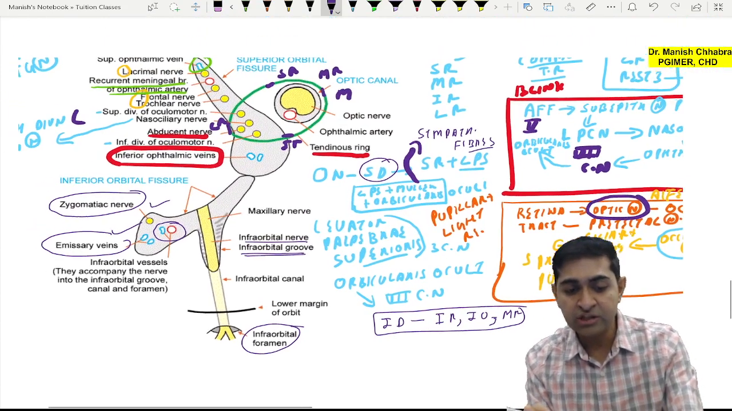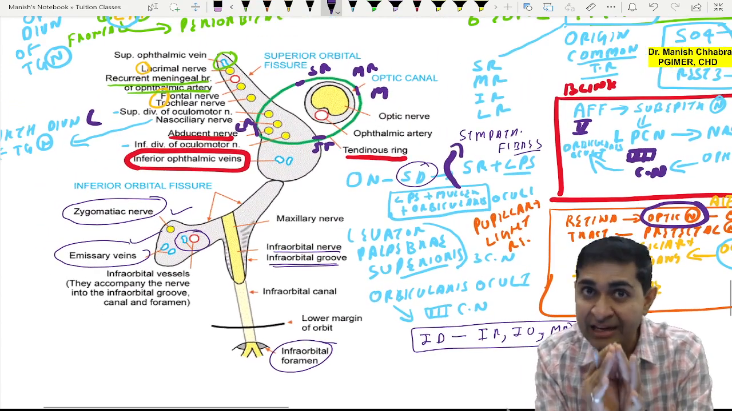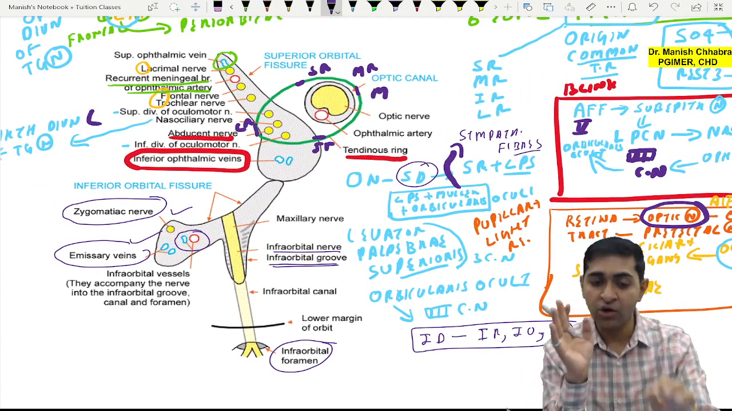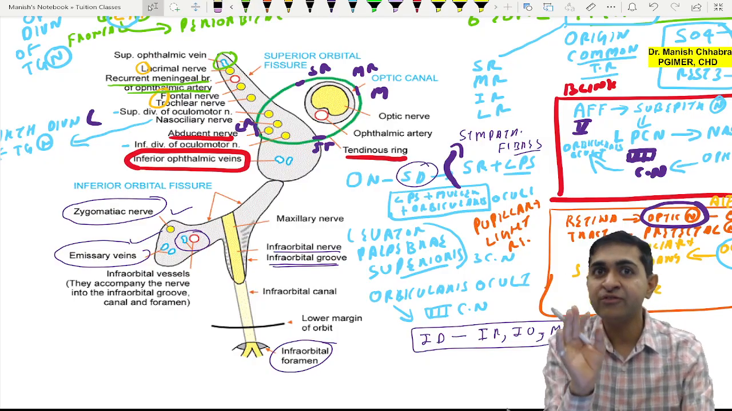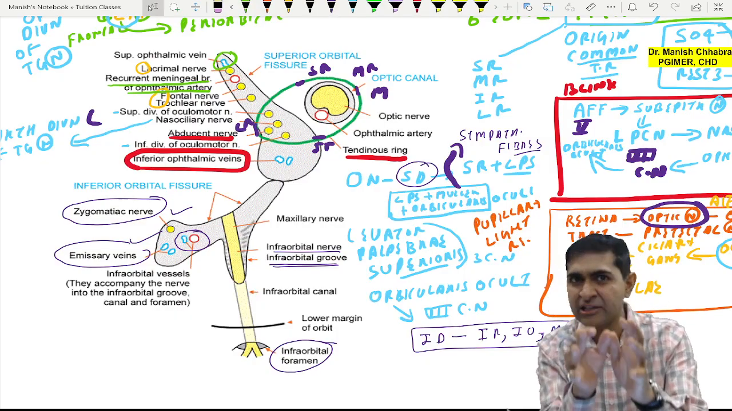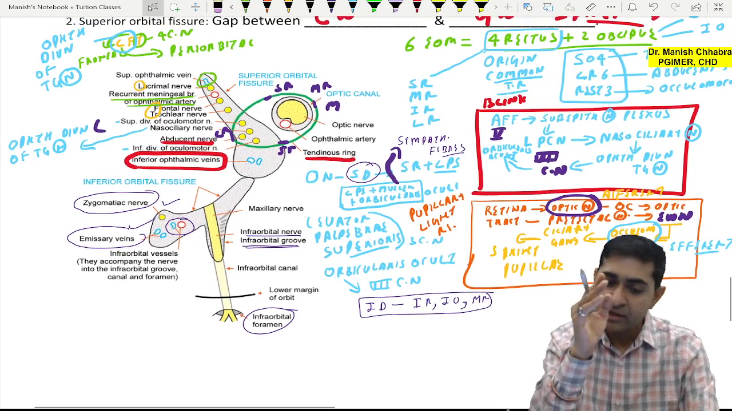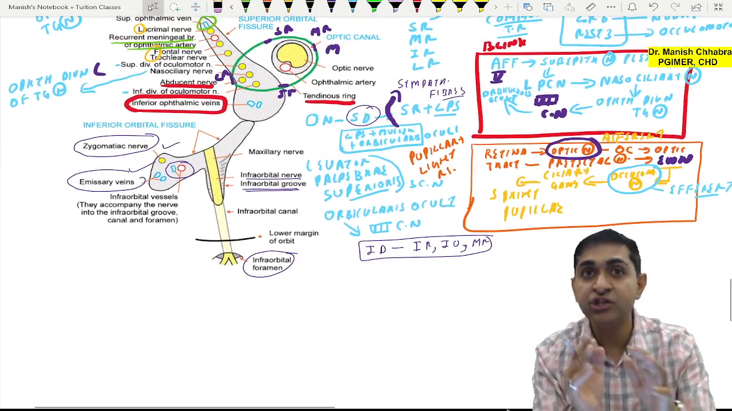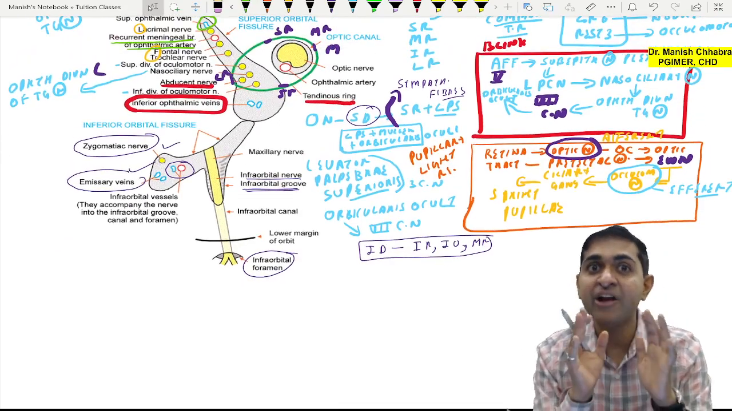Okay. So this is about the anatomy of the orbit along with the superior orbital fissure and optic canal. So these are the two communications that we need to be well aware of.